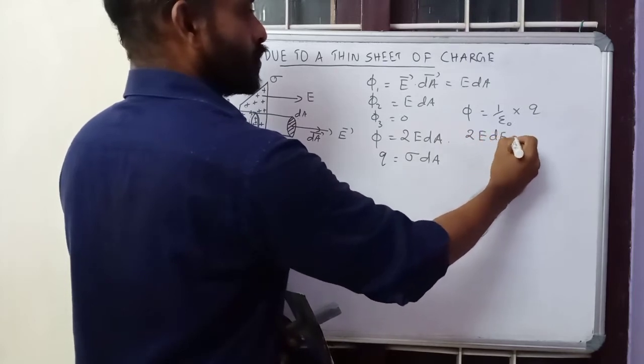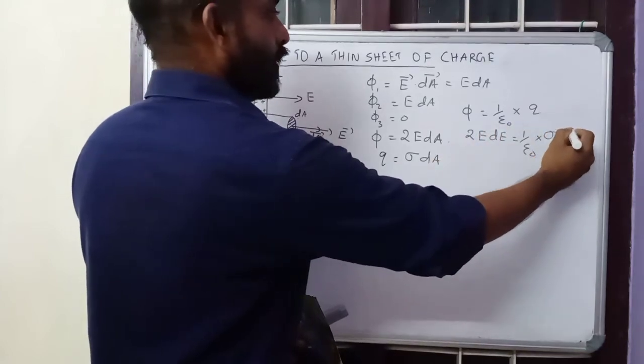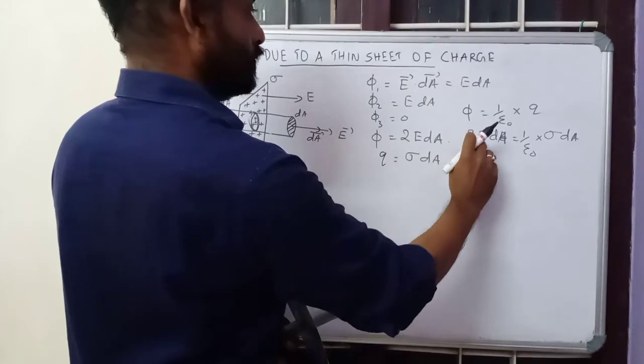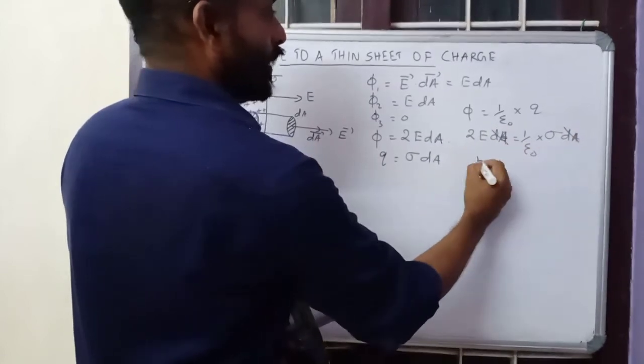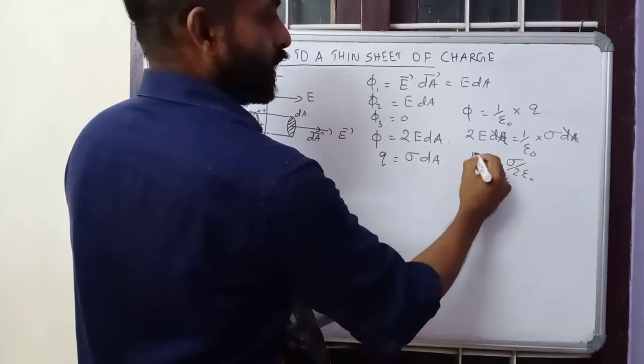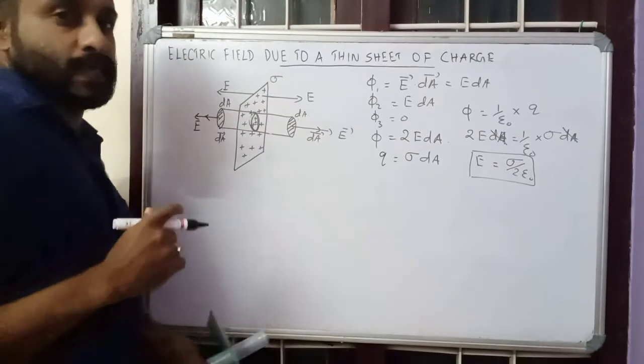It is equal to 1 by epsilon 0 times charge. It is sigma dA. Rearranging, you will get E into dA. Cancelling dA, you will get E is equal to sigma by 2 epsilon 0. This is the electric field due to a thin sheet of charge having infinite size.